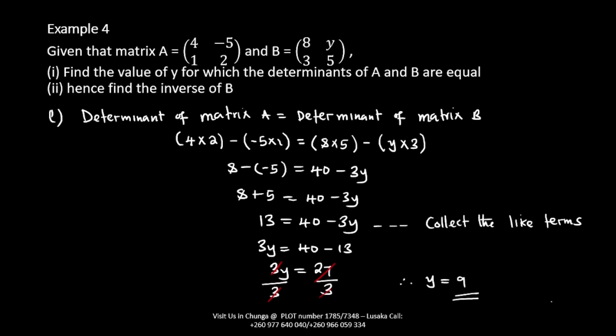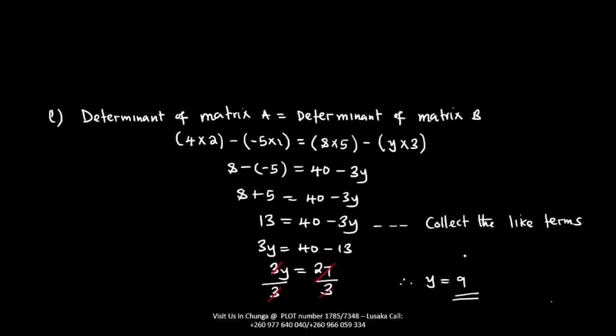We'll now go to 2, where we are told, hence find the inverse of B. Now, when finding the inverse of B, since we have been told that these two have got equal determinant, as you can see that the determinant of A was 13, so that means that even the determinant of B is 13. So in that case, we are going to find the inverse of B. So in finding the inverse of B, you're going to replace Y with its numerical value. And that numerical value is 9.